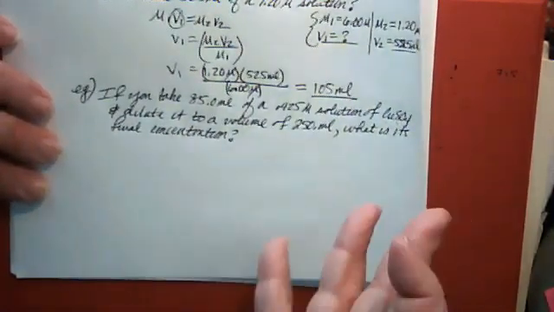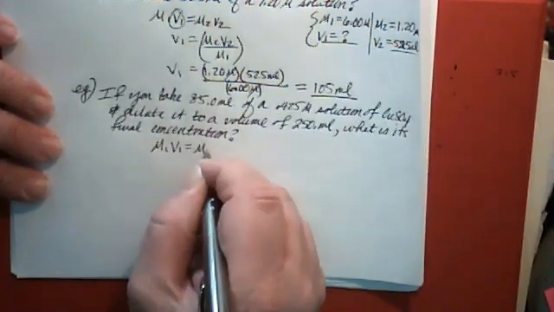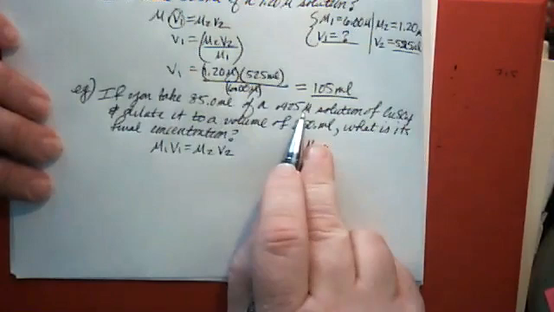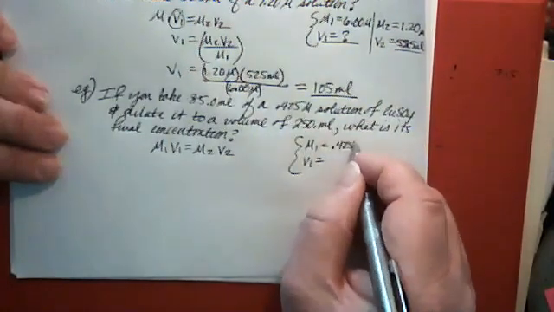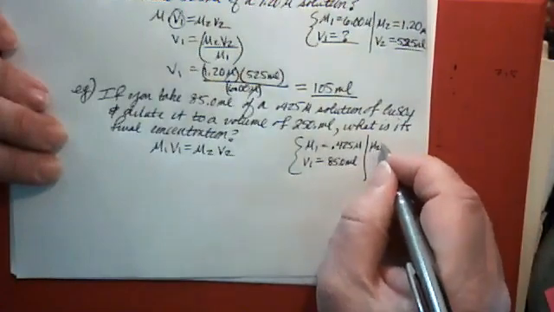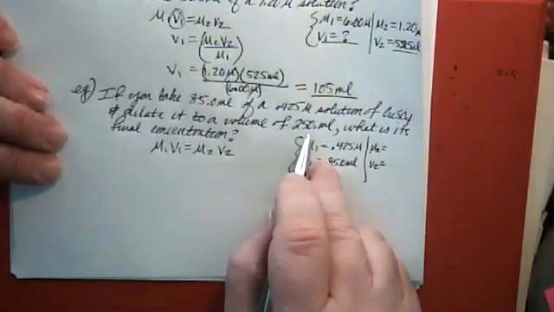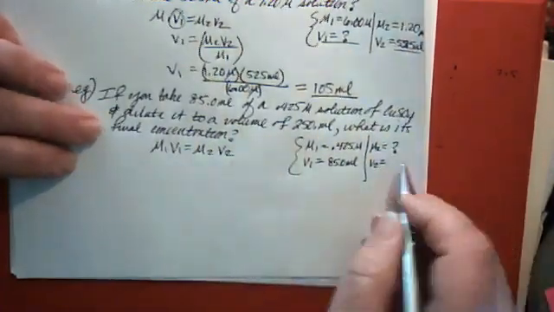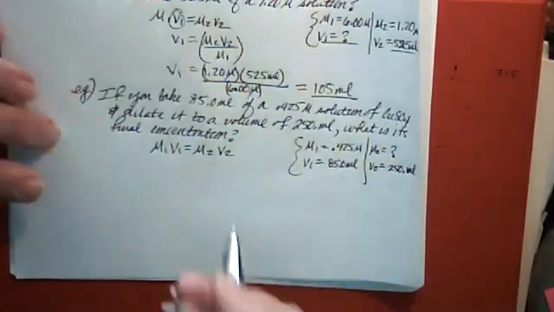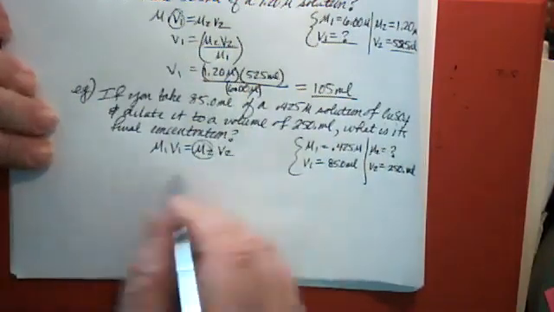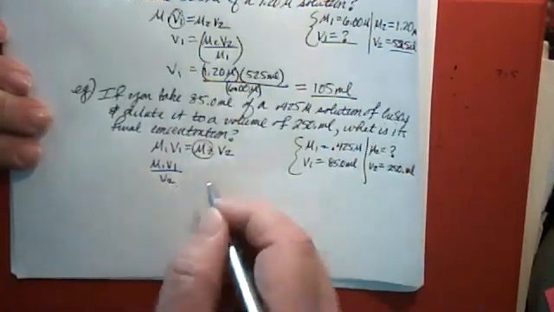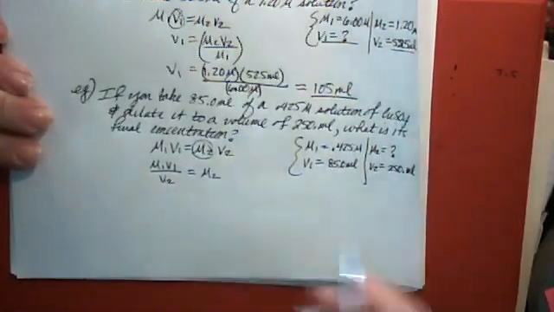All right, once again, M1V1 equals M2V2. M1 would be the 0.425 molar solution, and V1 is the 85 milliliters. M2 is the unknown. What is its final concentration? And the volume of that concentration is 250 milliliters. So this time we're solving for M2. That just means you bring V2 to the bottom of the other side to get M2 alone. M1 V1 over V2 is equal to M2.